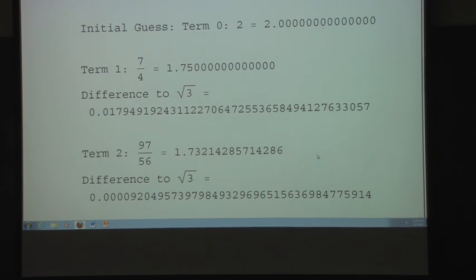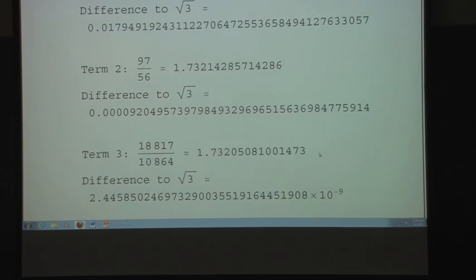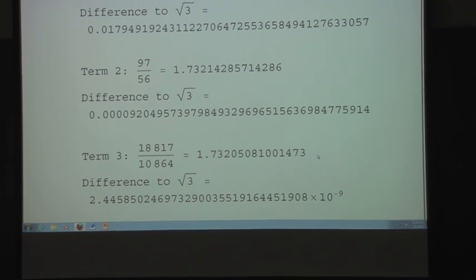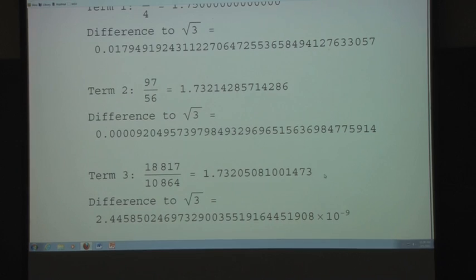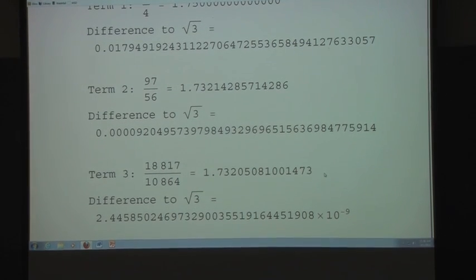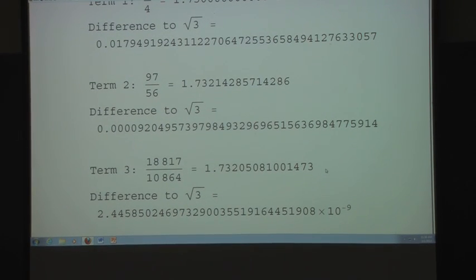Let's do Newton's method another time. Well, let's have my computer do it. 18,817 over 10,864. And again, we had stopped over here. We had done it twice. If we had done it one more time, this is what we would get. It's not horrible to get this. The difference is basically 2.4 times 10 to the negative 9. We're essentially getting 8 or 9 digits of accuracy. And we're doing it with a denominator that only has 5 digits.